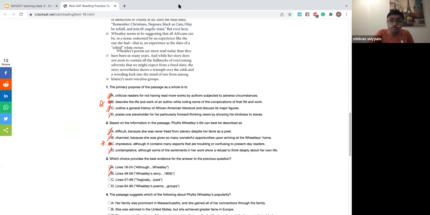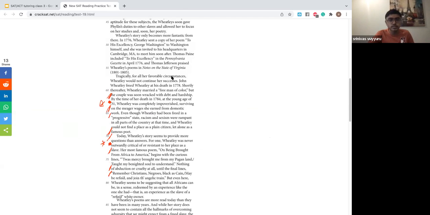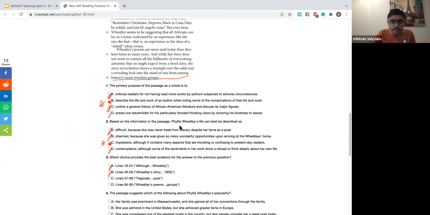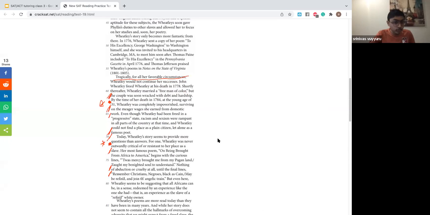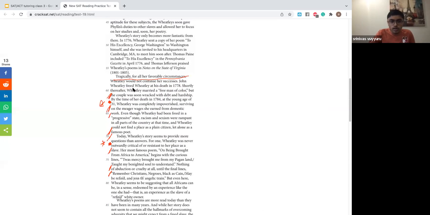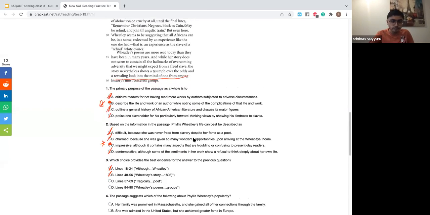57 to 69. Tragically, for all of our favorable circumstances, this line alone makes me want to choose it, simply because what we talked about before in the previous question was that there's many aspects that are troubling or confusing to present day readers. And tragically is a very negative word. And this entire passage, as I wrote down before, is about her ending and how she died a very sad death. So that sounds like a very promising answer.